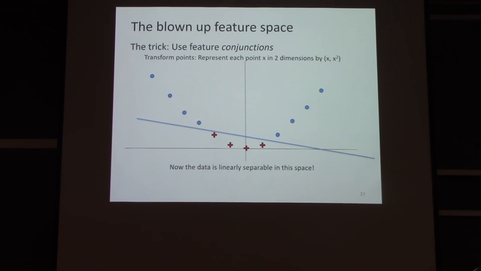Now, the data is linearly separable in this space. Just to give an example, your original input was this point minus 2, and now it's become minus 2, minus 2 squared. The question becomes, how do you know how to blow up the feature space? I've given you a new tool, but you don't know how to use it, because maybe, why not x cubed? Why not x squared, x cubed? Why not x and sin x? That's a design decision, and this is part of the feature exploration that we have to do.